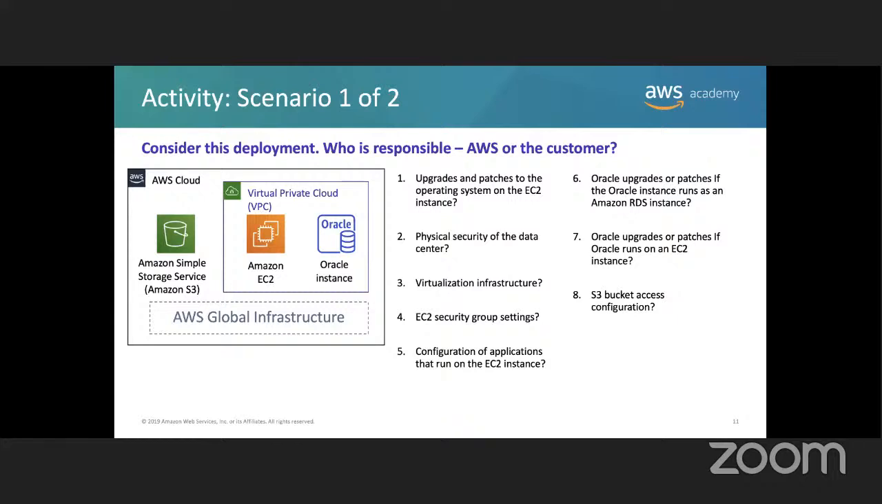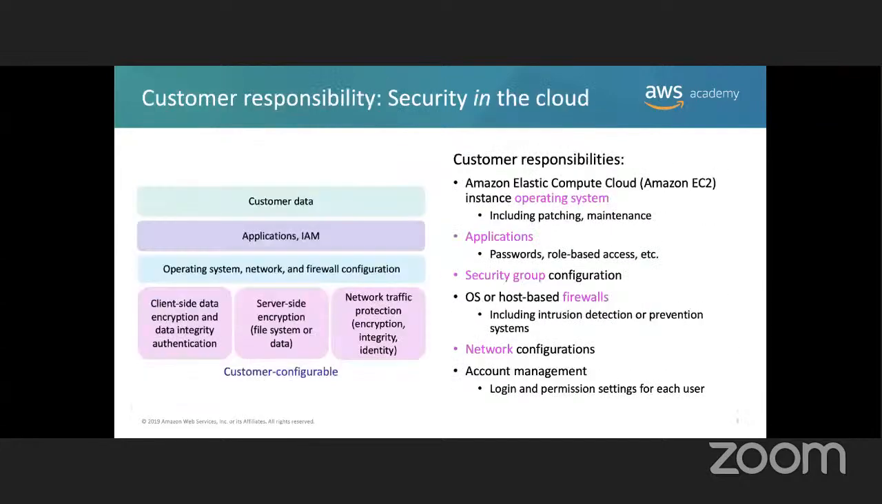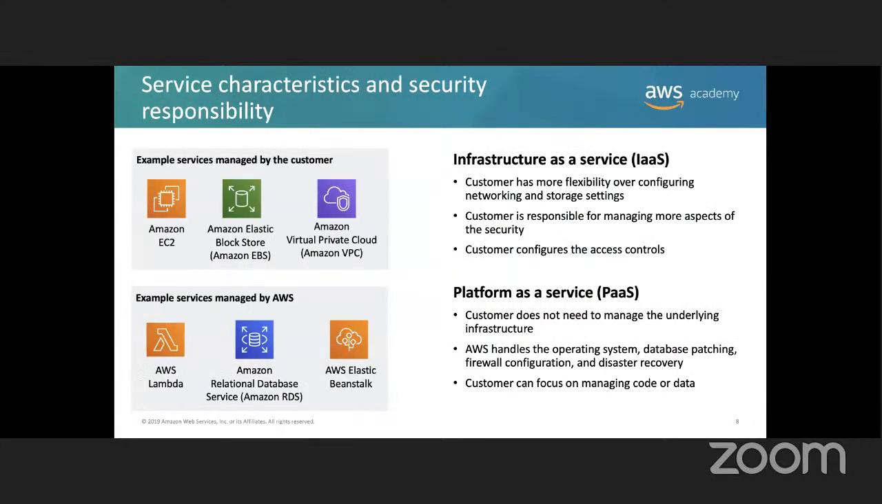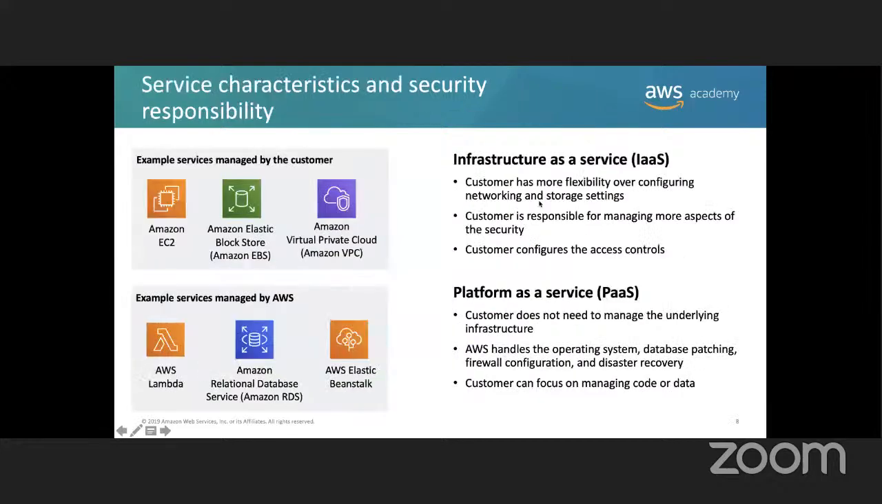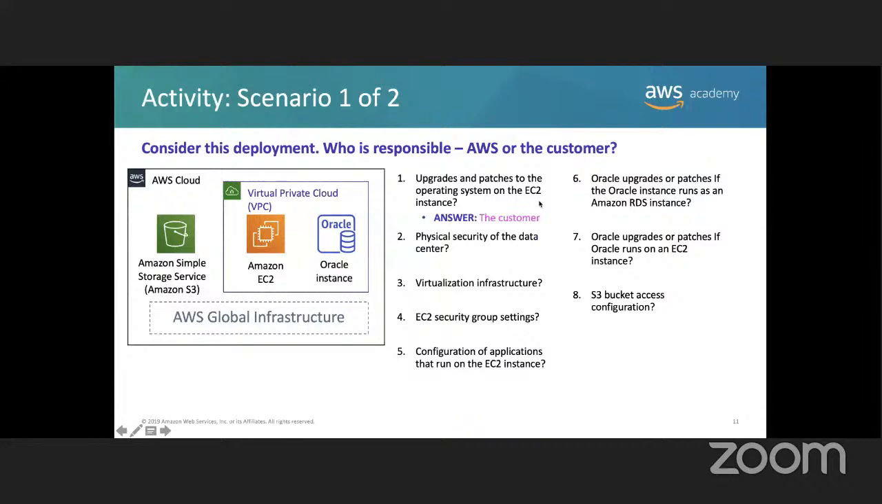Okay. First scenario. Consider this deployment. Who is responsible, AWS or the customer? So, number one, upgrades and patches to the operating system on the EC2 instance. Who is responsible? Customer. Customer for sure, right? Remember that an EC2 instance is infrastructure as a service, so you have responsibility there. Okay, you're the one that patches, upgrades, and maintains the operating system. Very good. So the answer for that is the customer.